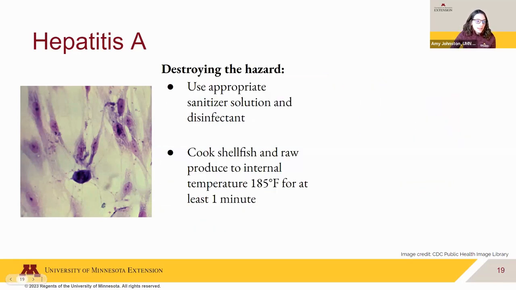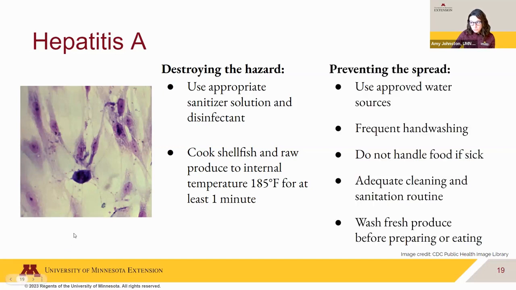The hepatitis A virus can be destroyed or killed by cooking foods to 185 degrees Fahrenheit for at least 1 minute. That's a very high temperature, which can result in an undesirable texture of the food. So sourcing foods from reputable suppliers and using safe food handling practices to prevent the spread are critical.